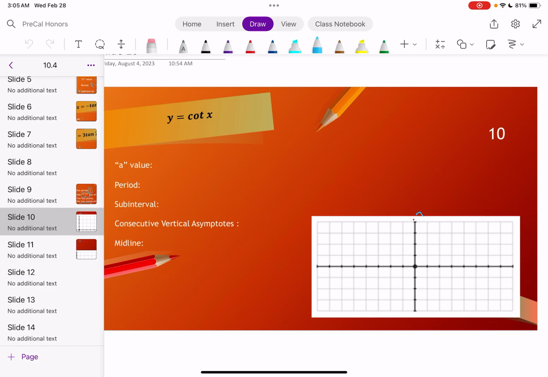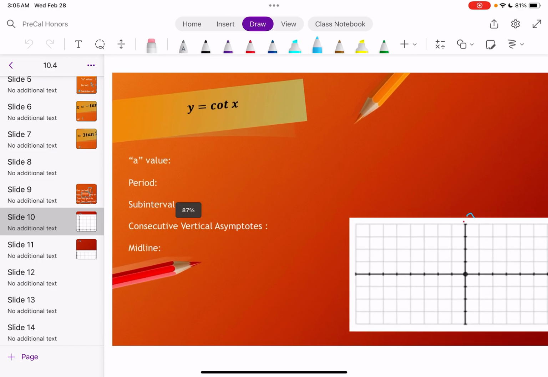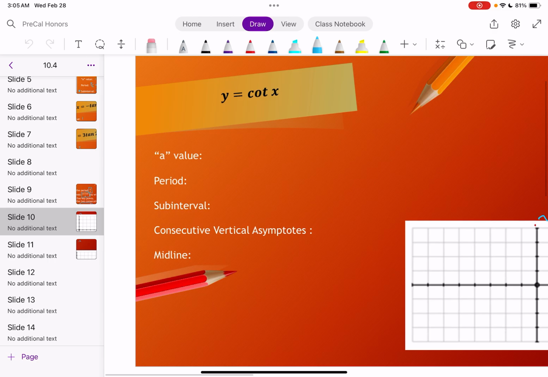So the first thing we're going to do here is graph the cotangent of x. We go ahead, take a look at the a value. In this case, a would be 1, period would be pi over 1, or pi. Our subinterval would be pi over 4. Our midline would be 0. And the consecutive vertical asymptotes would be our equation of x is equal to 0 and x is equal to pi.